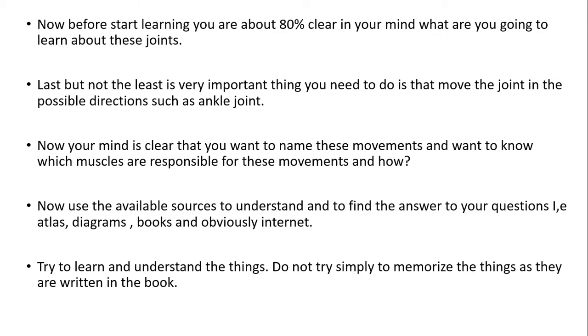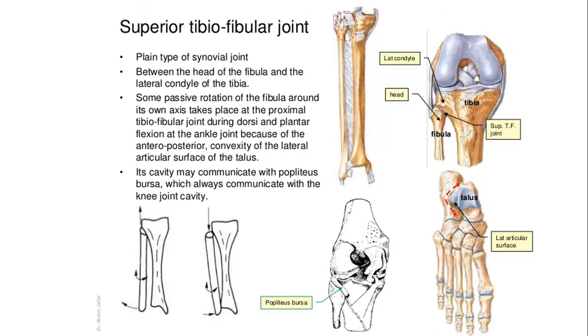Now we come to the joints. First joint is the superior tibiofibular joint. What we are seeing here is the upper end of the tibia, here is the upper end, the head of the fibula, and here we see that it is making a joint with the tibia. And here is another diagram showing this.